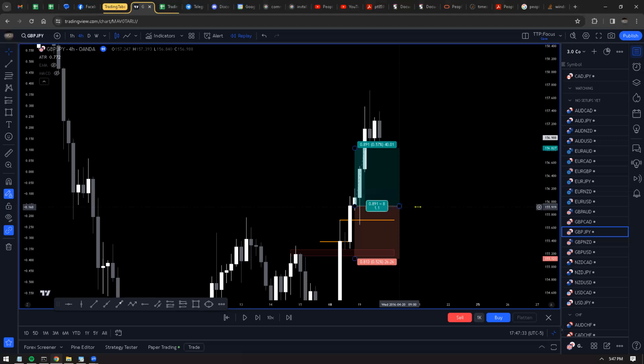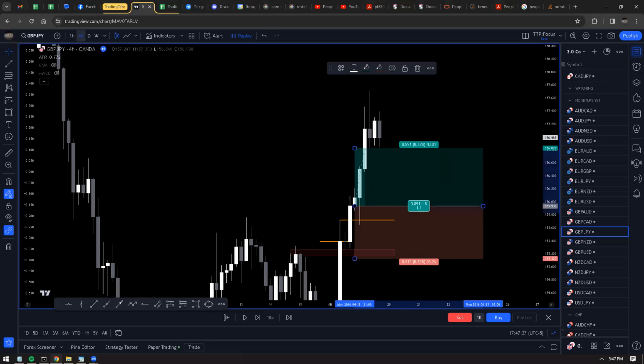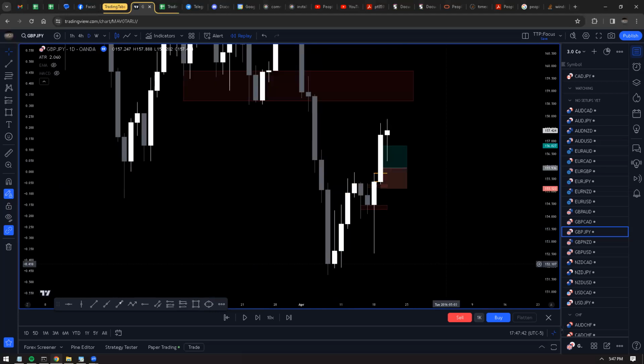Now we jump out to the daily to see what that actually looks like on the daily time frame. And this is what we're expecting. What I was saying in regards to the two candle theory, I was expecting the next candle to be bullish. And so it was.